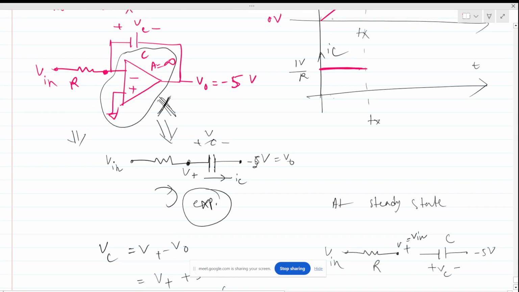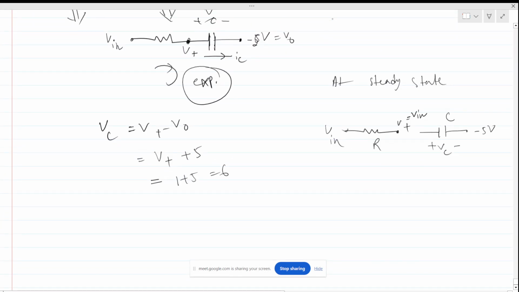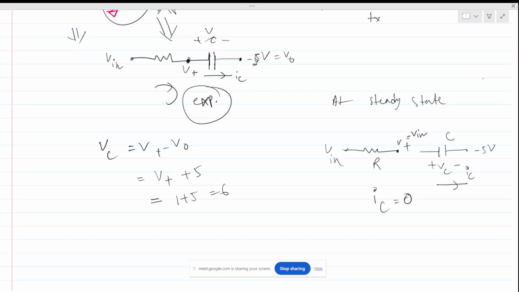Now what about IC? What is the IC at steady state? Correct. What is the IC at steady state? Zero, na? Now we have seen that the IC becomes zero at steady state.